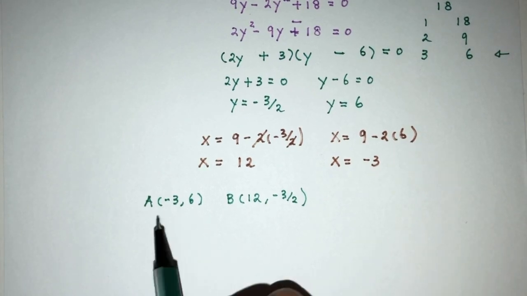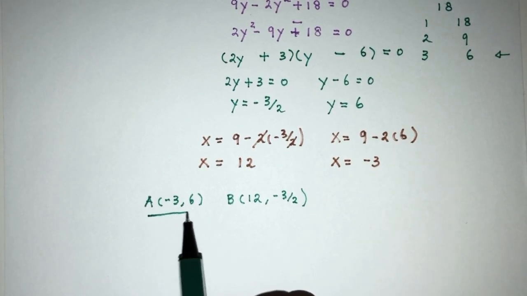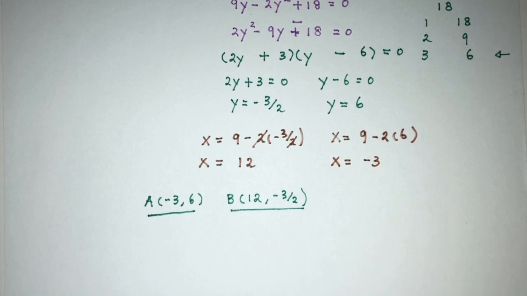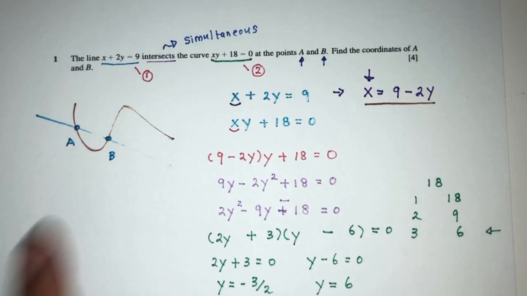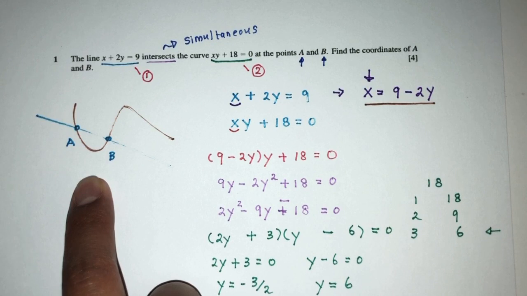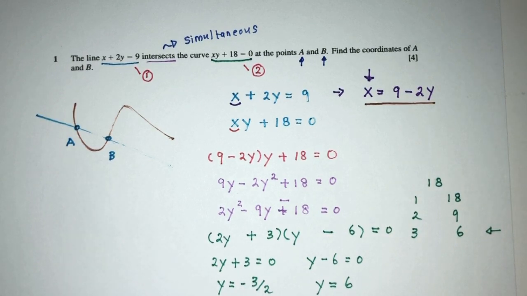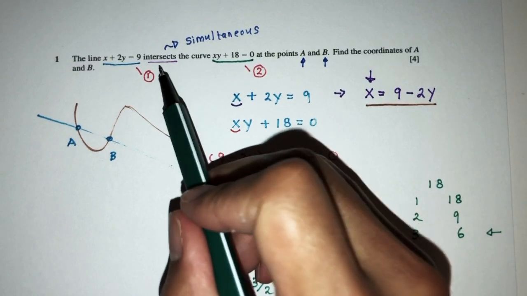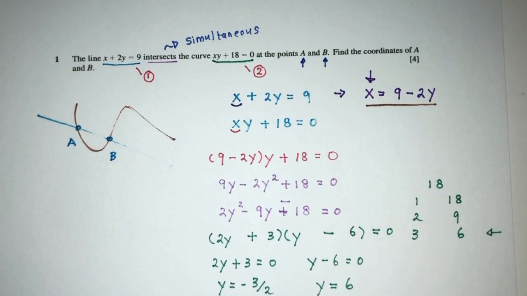As you can see, these are the 2 points we are trying to find for question number 1, the points A and B. As always, you can make a drawing to understand what's happening and then proceed by using the question, what they are looking for. Intersection means solving a simultaneous equation, and that is this question.